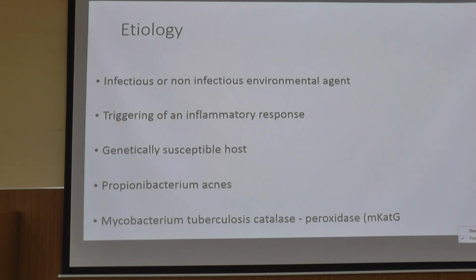Now, what is the agent of sarcoidosis? We still don't know the agent. There is a triggering of an inflammatory response in a susceptible host. What is the organism? Maybe Propionibacterium acnes, or it could be Mycobacterium tuberculosis catalase-peroxidase. These are the two agents they are thinking of, particularly Mycobacterium tuberculosis catalase-peroxidase, as the agent triggering sarcoidosis.